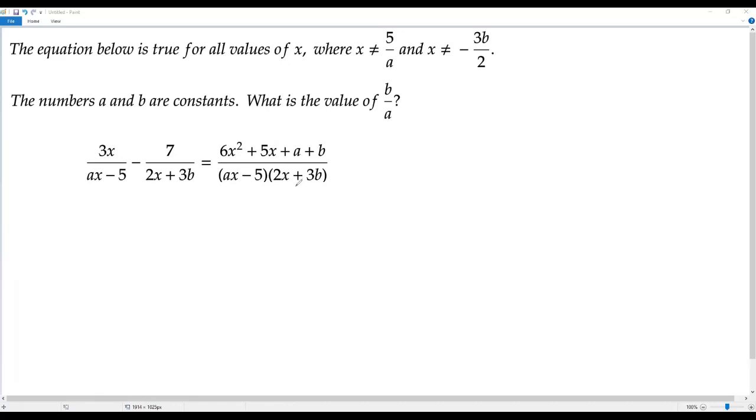Here we have a SAT math problem. Okay, let's go to the question. The equation below is true for all values of x where x is not equal to 5 over a and x is not equal to negative 3b over 2. The numbers a and b are constants. What is the value of b over a?